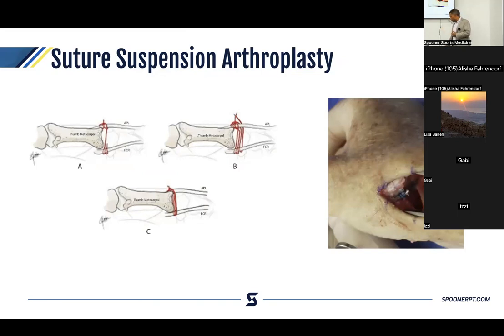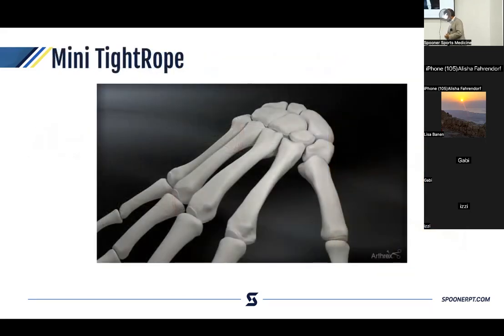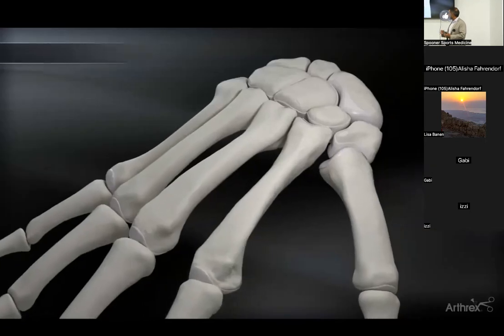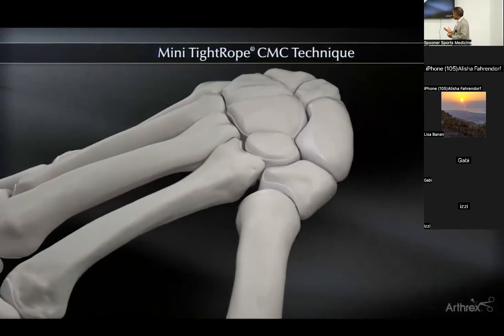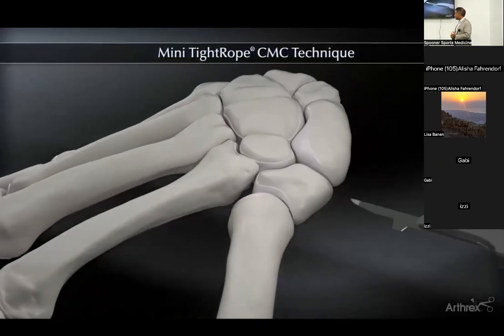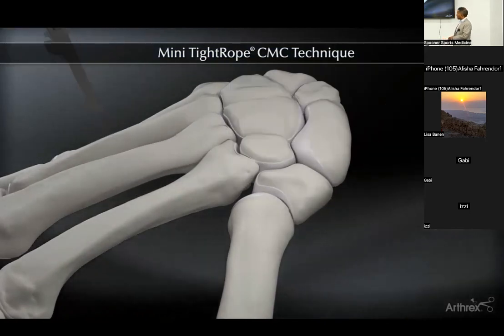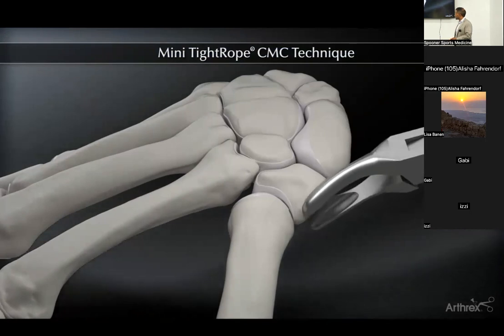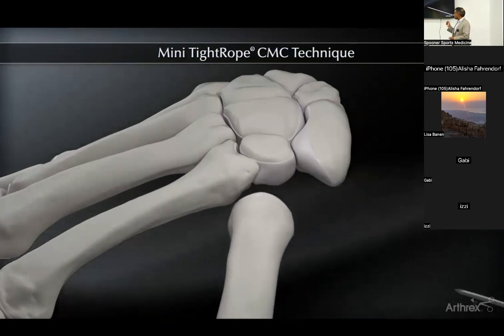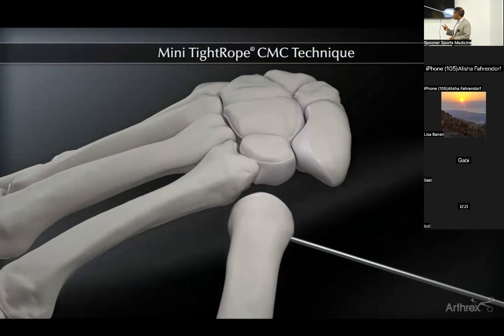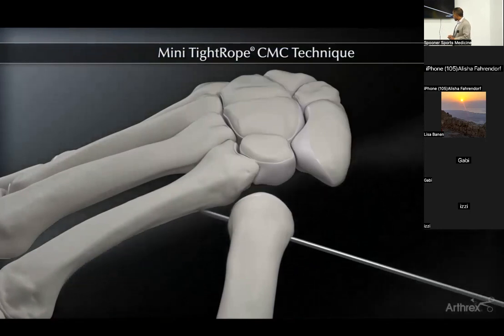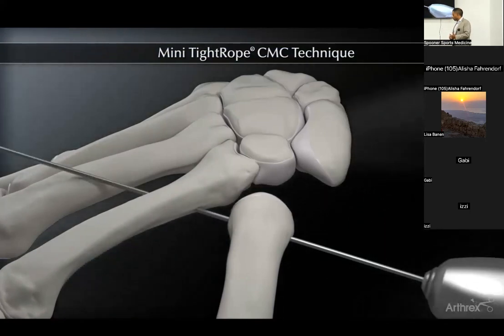So then a newer technique came out, which I've done before, but I don't do it as often. This is what we call a mini tightrope. So play this video here. It's still using suture. So again, you're taking the trapezium out. They're showing you making an incision here. There are 2 incisions, one on the side of the thumb and one on the top of the hand. So you remove the trapezium, and instead of just putting suture between tendons, you drill a tunnel between the 2 bones, and then you pass the suture through that tunnel.